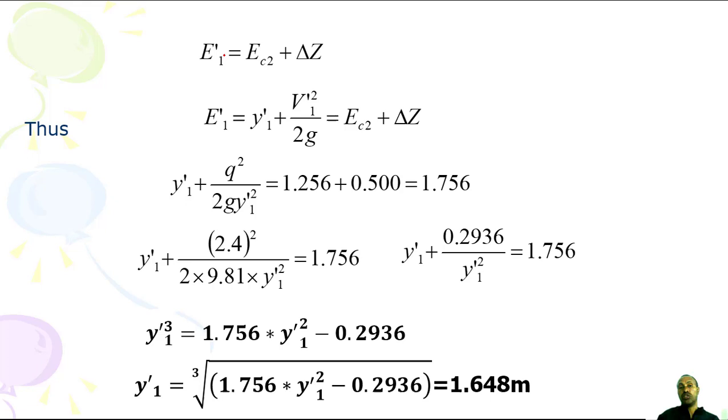So once you have this one upstream, just the new energy, then you have to substitute del Z. Then finally, Y1 prime, which is the new depth, will be computed by iteration. If we substitute the values, then we get this equation. Then by iteration, again, you can use a calculator. Then Y1 prime will be 1.648. So it is increasing.